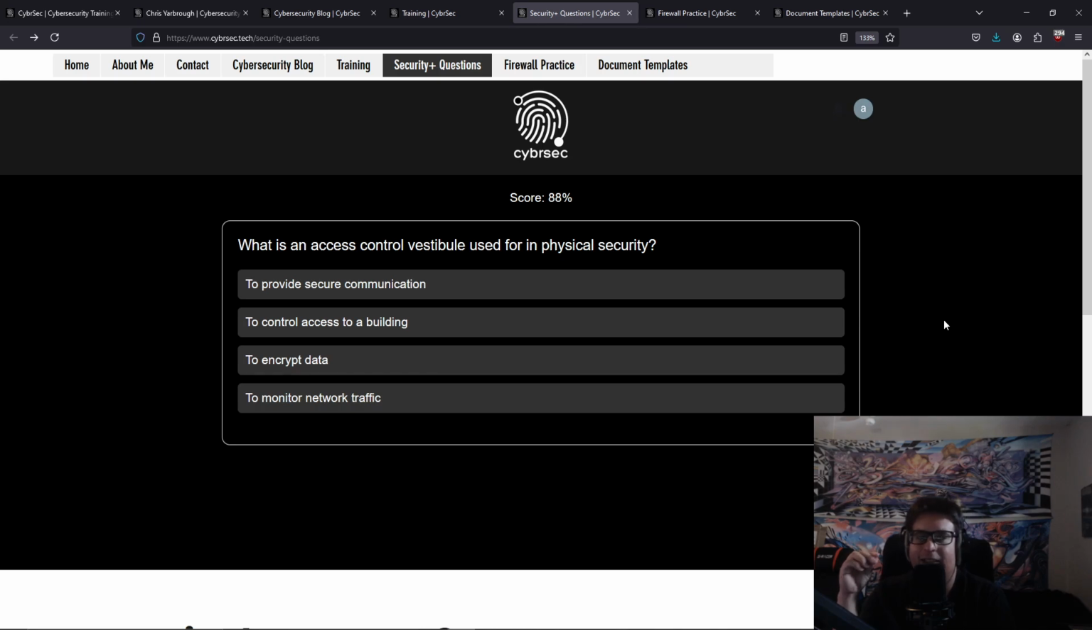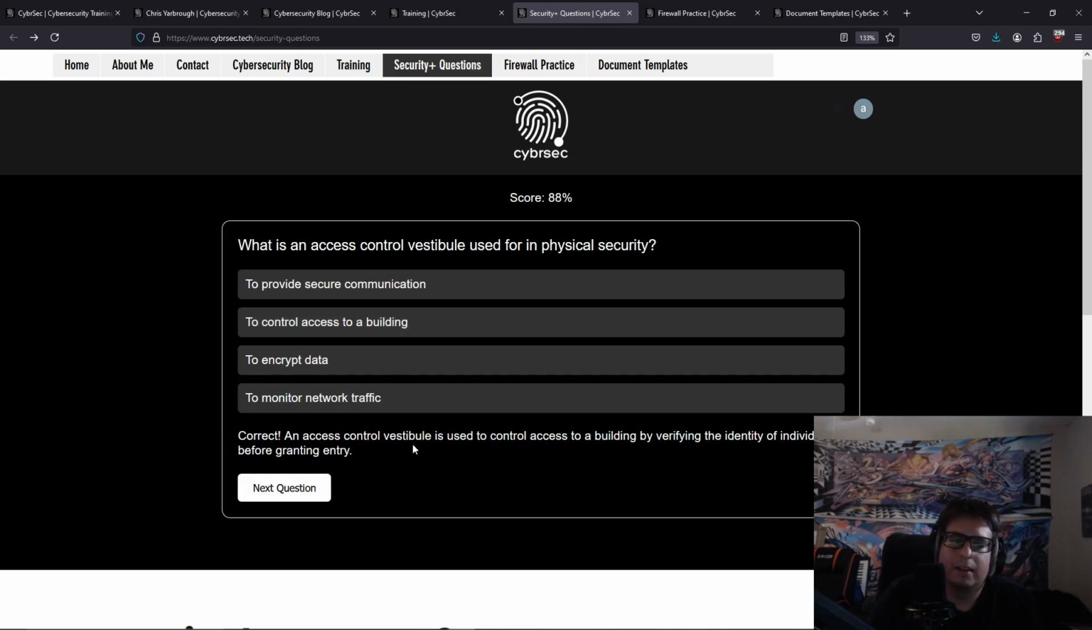What is an access control vestibule used for in physical security? Vestibule is I think those turning doors, right? Correct. Used to control a building by verifying the identity of individuals.